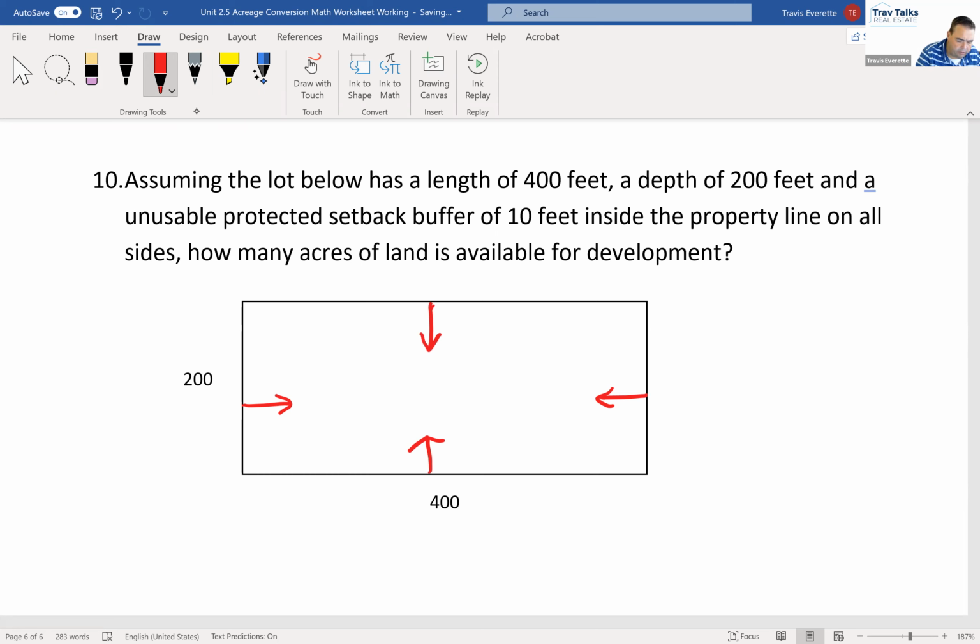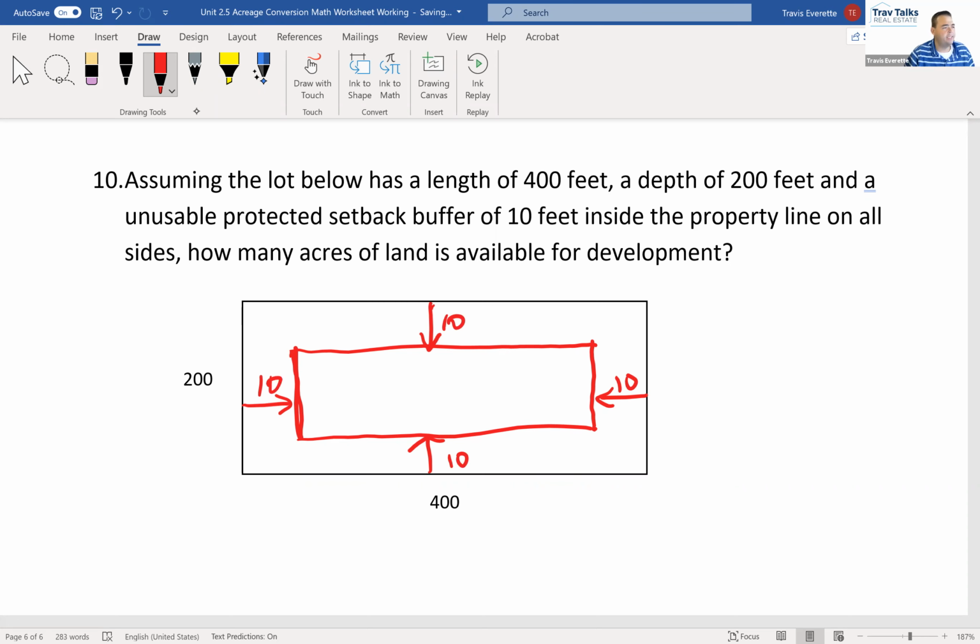So that means I can't use the whole property. I have to come into the property from the outside edge by this 10 feet all the way around. Can't use that outside 10 feet all the way around. So it shrinks my usable area down a lot smaller. How many acres of land is available for development?